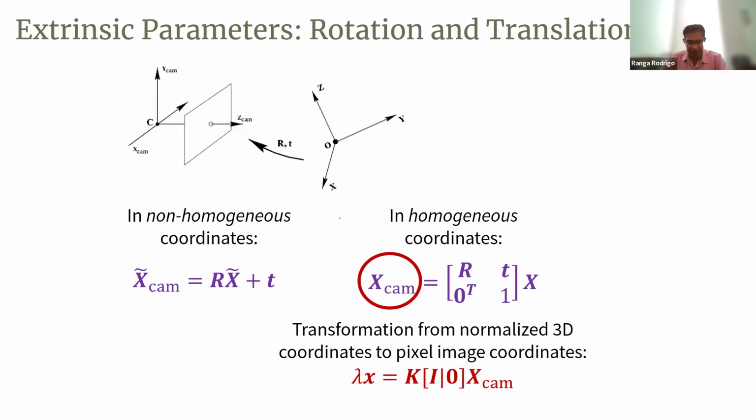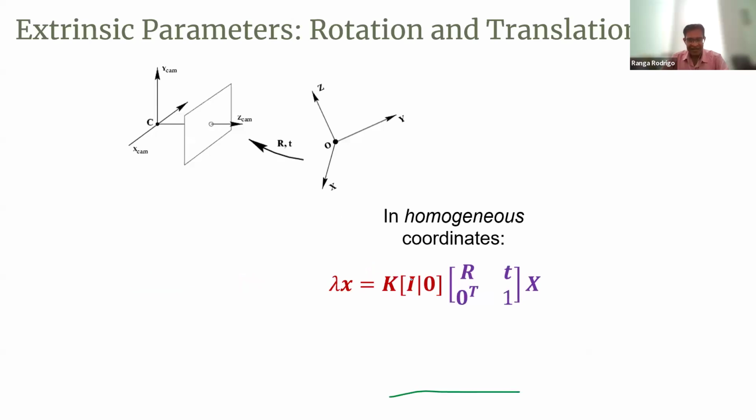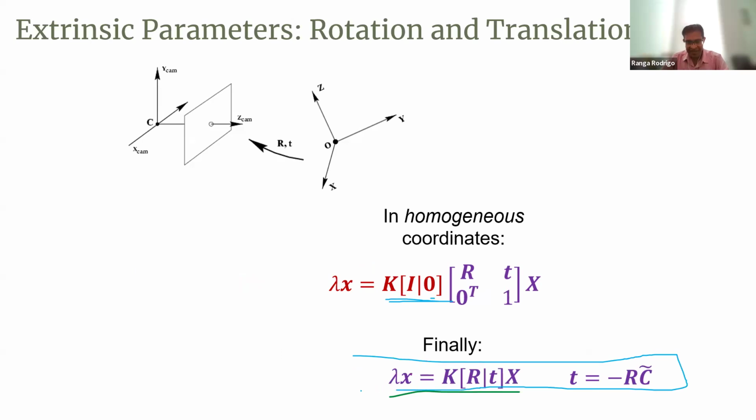Transformation from normalized 3D coordinates to pixel image coordinates is done by this matrix. So we write it like that. I hope you remember from the previous slides that we got this K. And then finally, we will have this equation. Finally, lambda x equals K R T capital X, where T is equal to minus R C tilde.